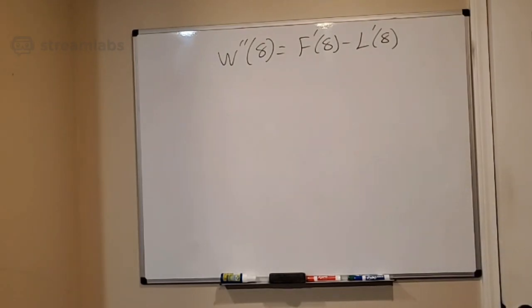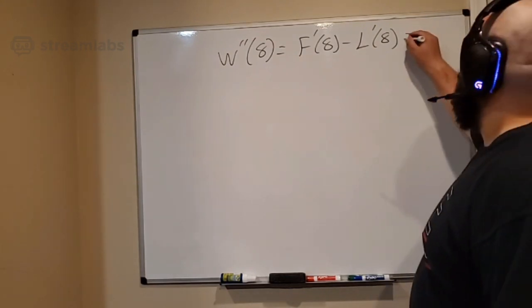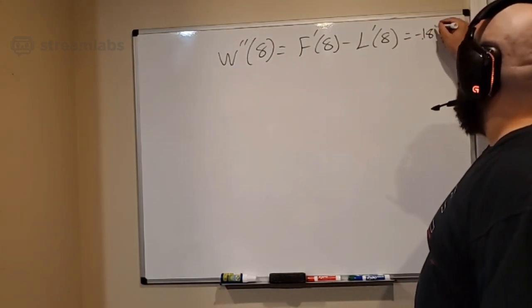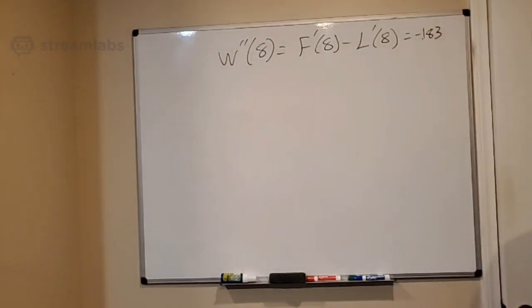So here we should get what? Negative 1.83. Negative 0.183, sorry. Okay, so that part, understandable if you didn't get. However, we should be able to say what that means.